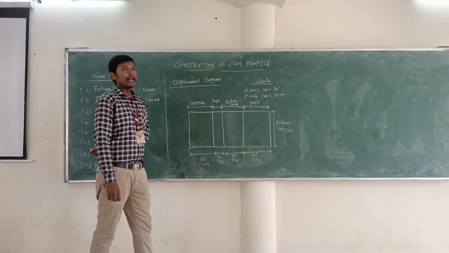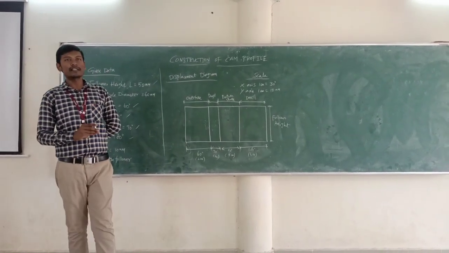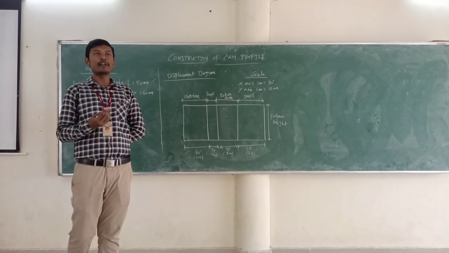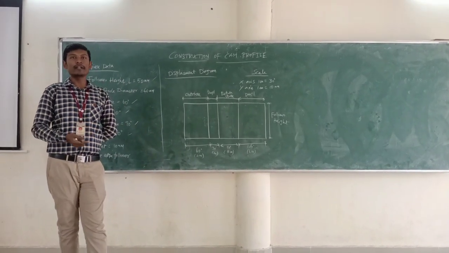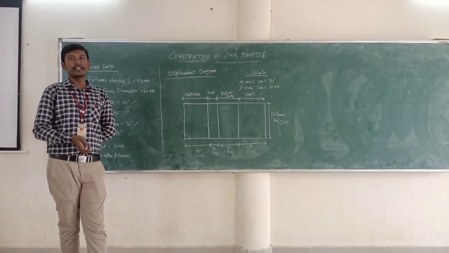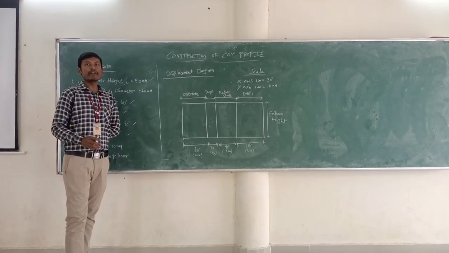So in this problem, in the ideal case, we need to consider the basic follower motions: uniform velocity motion, simple harmonic motion, uniform acceleration and deceleration, and the cycloidal. These are the four basic follower motions available. In this problem, the given follower motion is uniform velocity. So for this case, we need to convert the displacement diagram into uniform velocity motion.